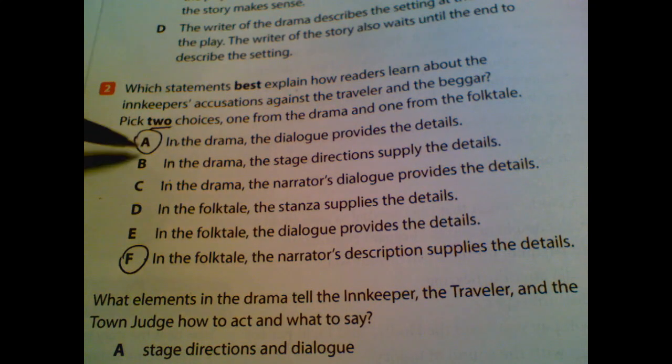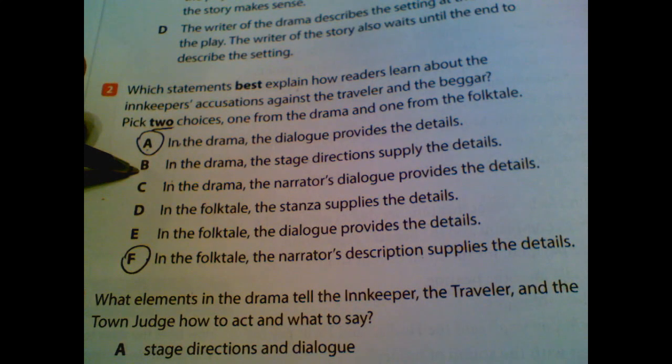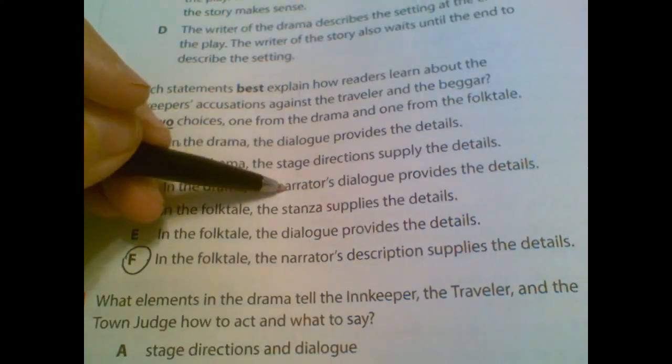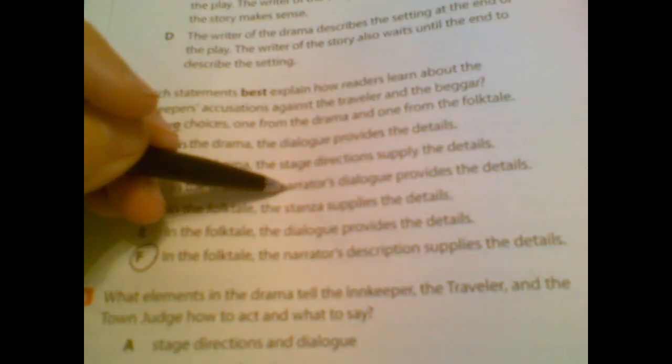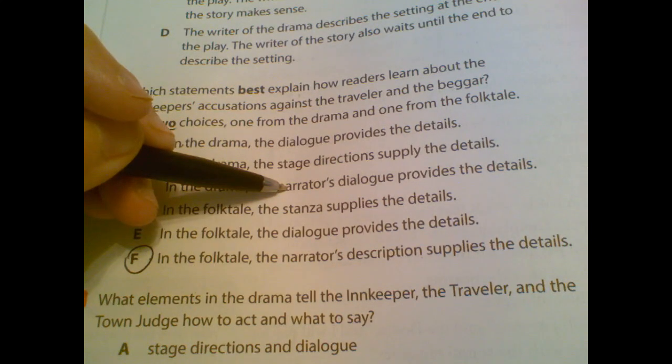Okay, you should have chosen A and F, and let's look at B. B is incorrect because the stage directions do not provide you with details. Okay, they don't tell you the details. All right, let's look at C. C is incorrect because we have learned that plays usually do not have a narrator. Most dramas, including this one, do not have a narrator.